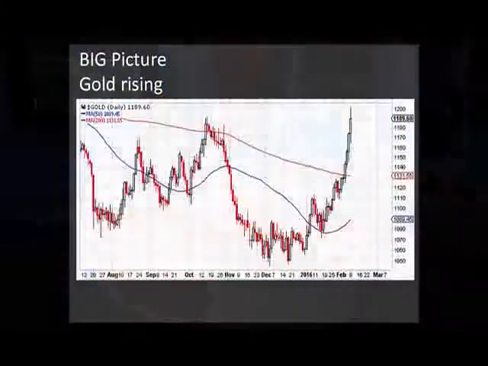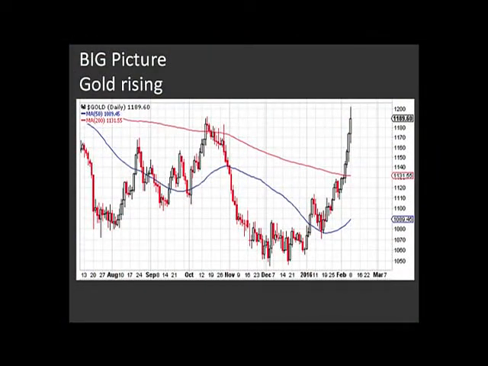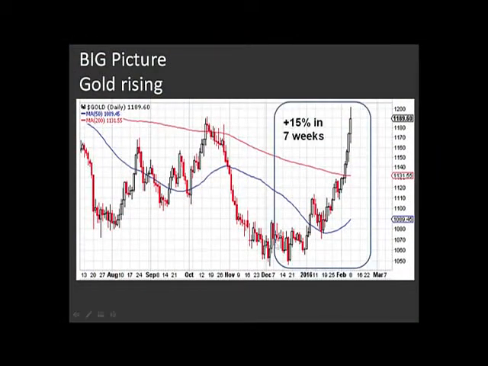Well, everyone's been fleeing into haven assets, and gold is among them. Look at that chart there. Here we've got the gold price in dollars over the last 6 months or so. What's very evident is that since the middle of December, we've seen a massive spike up in the gold price, and you can see that this has gone parabolic in the last 2 weeks or so. The gold price is up 15% in dollar terms in the last 7 weeks.